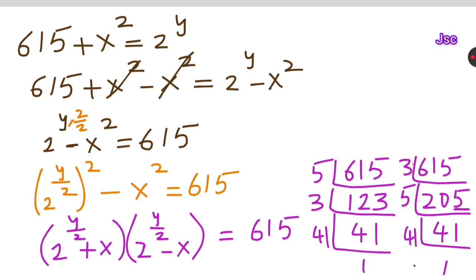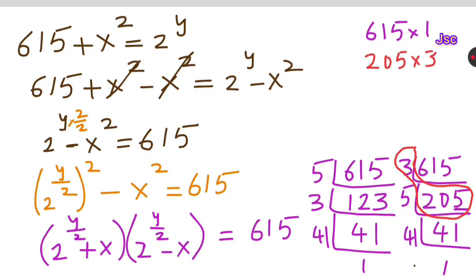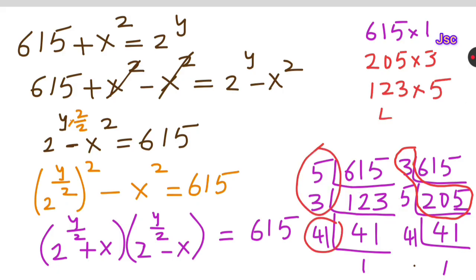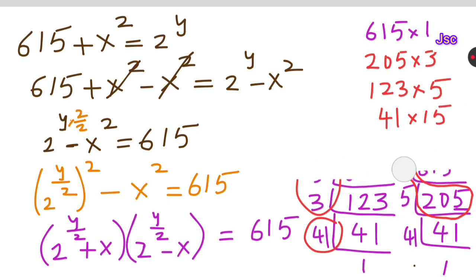So now we can write the factors. What are the factors? 615 times 1, 205 times 3, that is another factor. Then I can write 123 times 5. And finally I can write 41 times 15, isn't it? So these are the factors of 615.